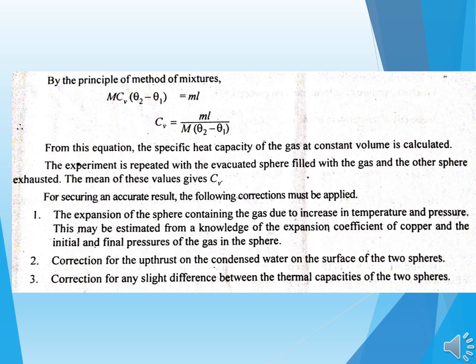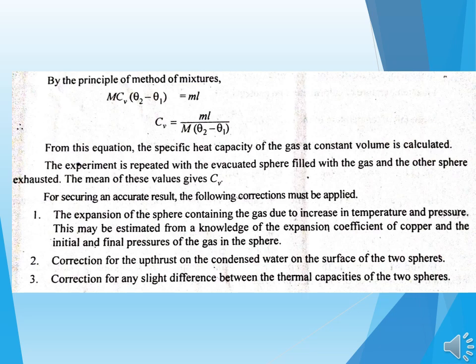By the principle of the method of mixtures, equating the above two equations, that is, heat gained by the gas equals heat lost by the steam, m Cv into (θ2 minus θ1) equals m' into L. Now we want to find the value of the specific heat at constant volume, so we rearrange the equation. Cv is equal to m'L divided by m into (θ2 minus θ1). From this equation, the specific heat capacity of the gas at constant volume is calculated.